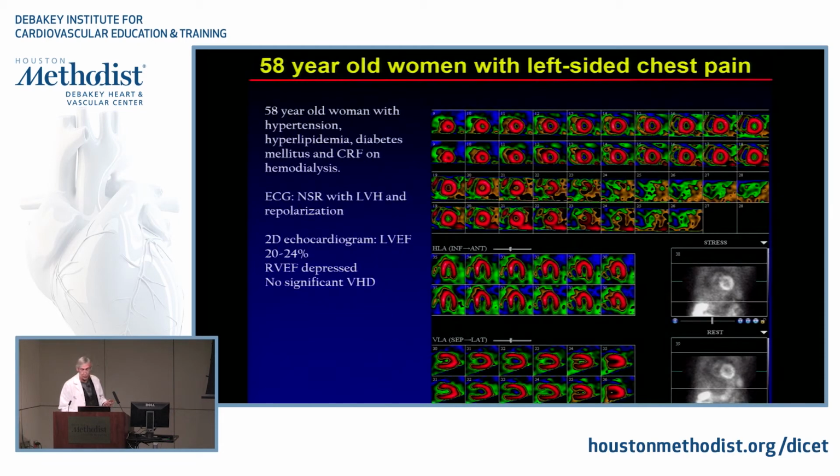Now let's look at this patient. This is a 58-year-old woman with left-sided chest pain, who has multiple risk factors for coronary artery disease. She's on hemodialysis. She had a 2D echocardiogram with a terrible ejection fraction. The RVEF was depressed. There was no significant valvular heart disease.